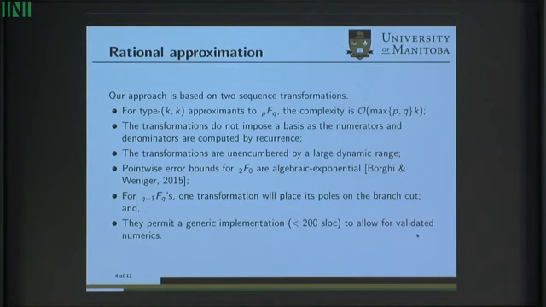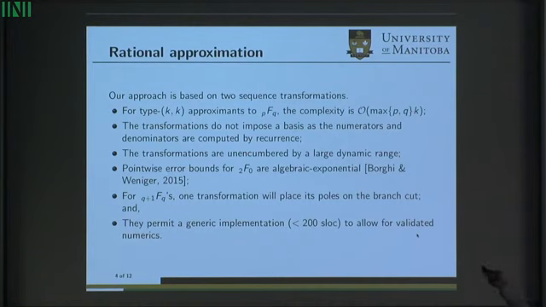Okay, so the transformations are not opinionated. They will not actually impose a basis, so they will not actually create something in the monomial basis, for example. But the numerators and denominators, effectively, they are the basis themselves. So they are going to be computed by recurrence. And that's essentially the ingredient that makes it fast. What's really cool is that they're not encumbered by a large dynamic range. So they're particularly good for small arguments, for large negative arguments of the exponential in particular.